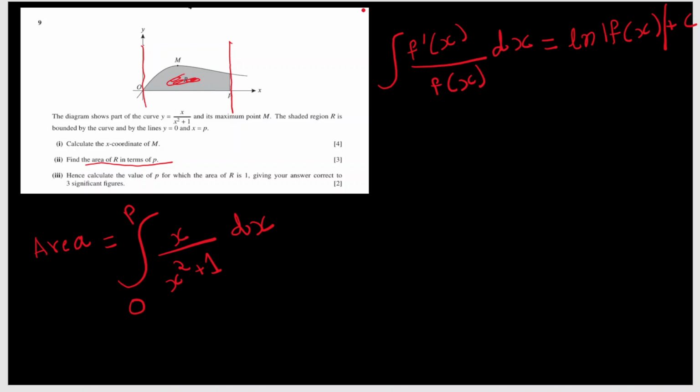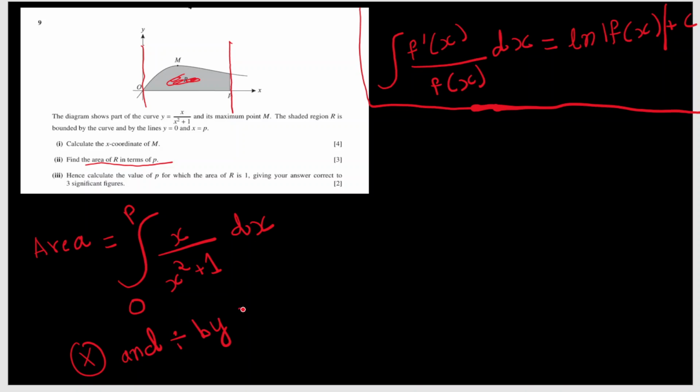The more you practice, the more easily you're going to identify this. That's why it's called the recognition method. So as we can see over here, x square plus 1, what is the first derivative of x square plus 1? It's 2x, but we don't have 2 in the numerator above. So what we're going to do is multiply and divide by 2.